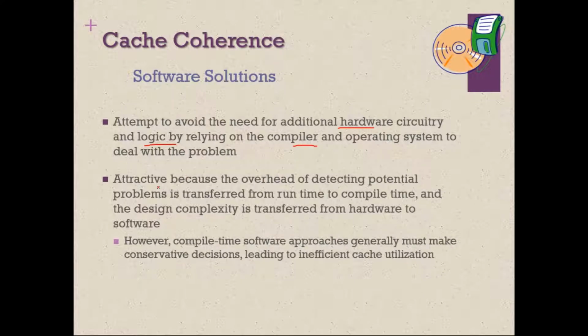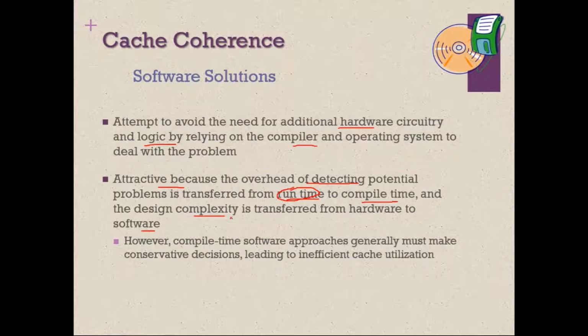Okay. The solution seems to be attractive because the overhead of detecting the cache coherence problem is transferred from runtime to compile time. Actually, it's a runtime problem because we don't know when the inconsistency is going to occur. So it is an attractive solution because here the problem is now transferred from runtime to compile time, and the design complexity is transferred from hardware to software.